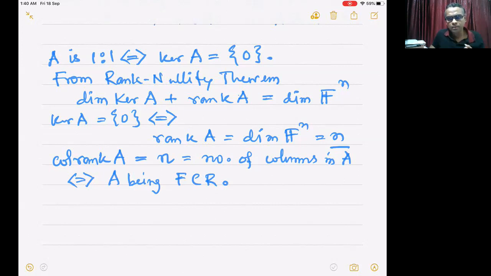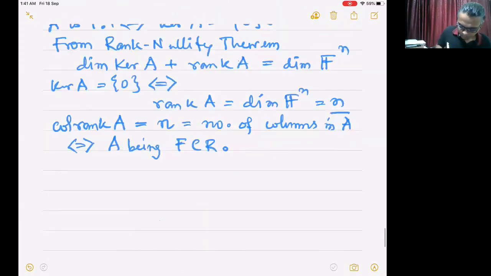That means the columns are linearly independent, which is understandable because kernel A equal to 0 means, you see, whenever there is a non-trivial, non-zero vector in the kernel of A, that non-zero vector multiplying A gives us the zero vector. Because AX is a linear combination of the columns of A given by the entries in X, if there is a non-trivial vector X such that AX is equal to 0, that means there is a non-trivial linear combination of the columns of A which goes to 0. That means the columns are not linearly independent. So having non-zero vectors in the kernel is equivalent to having dependence in the columns. Likewise, kernel being 0 means the columns are linearly independent, which is equivalent to saying that the matrix A has full column rank.